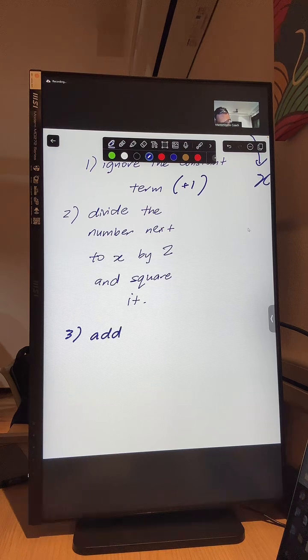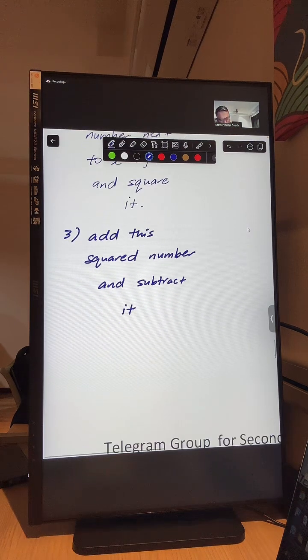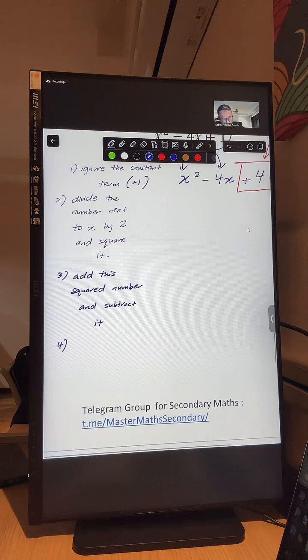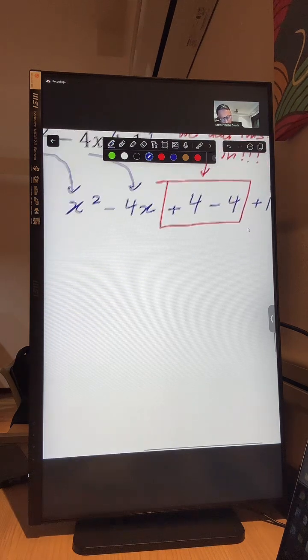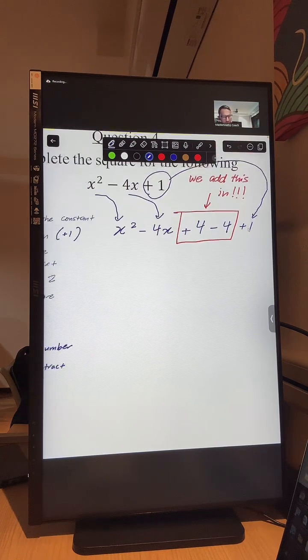Step number 3, add this squared number and subtract it, which is what you all see in the red box over here. This is what I'm doing here. I plus 4, I minus 4.